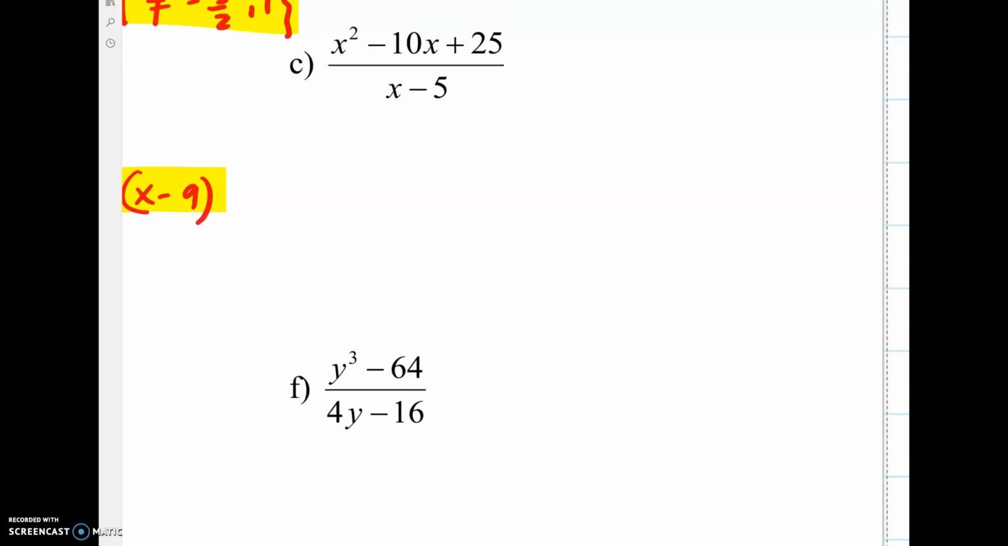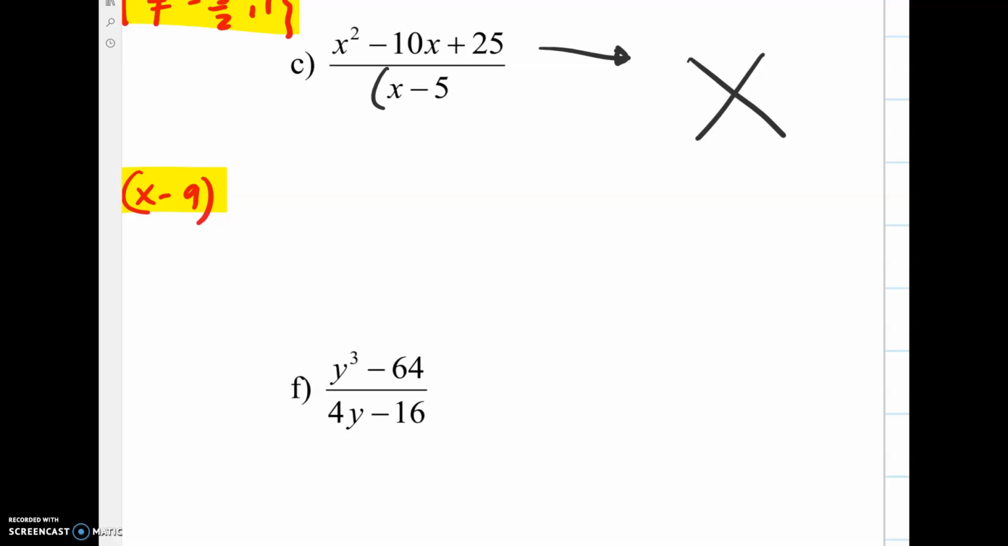Letter C, same kind of idea. You're going to factor out the top, the numerator. So for the top, I'll go ahead and do this. Bottom, I don't think I can factor anything, so I'll put them inside the parentheses. So you need to break 25 to get 2 numbers that get you negative 10. So think about those numbers. Okay, so I hope you have those numbers.